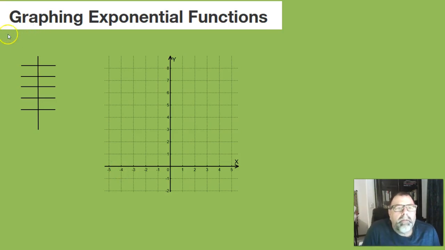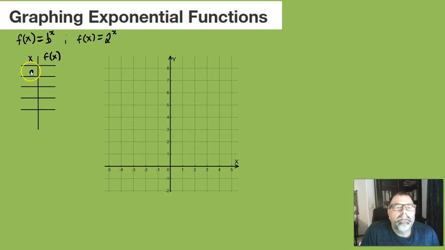Alright, let's look at the graph of something in the form of f of x equals b to the x, where b is greater than 1. So let's just start out with, say, f of x equals base 2 to the x. So again, remember, exponential functions, the exponent is the independent variable, right? The input value goes in the exponent.